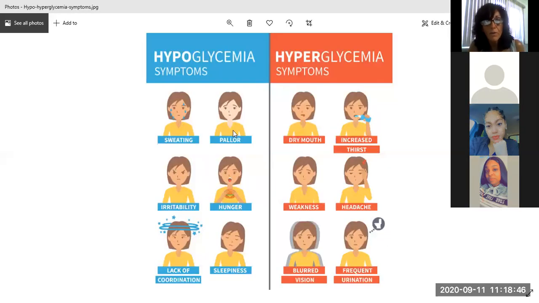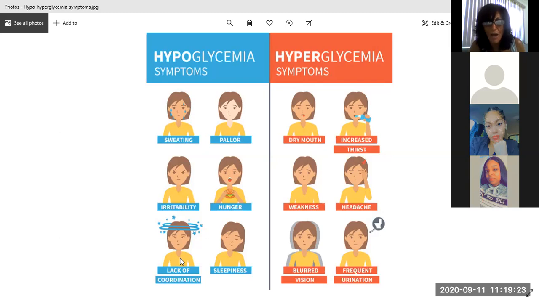They're sweaty, they're pale, they're irritable. You know what, I'm a liar. So polyphagia with hypoglycemia, polydipsia, and polyuria with hyperglycemia. So two of the P's with the hyperglycemia, one of the P's with the hypo. Sleepiness, lack of coordination, right? It's tremors. They're the big ones, right? They're like shaky, sweaty, confused, irritable.